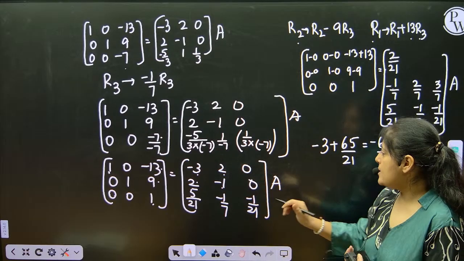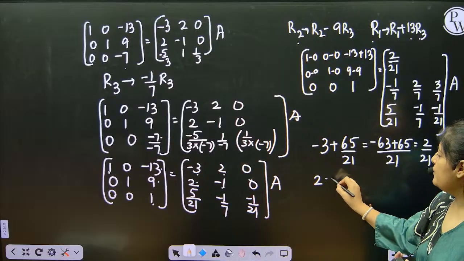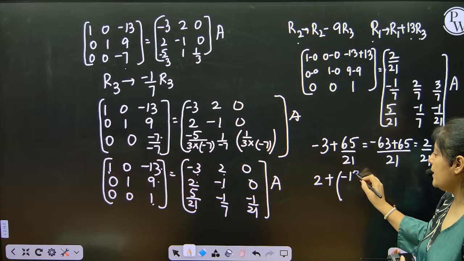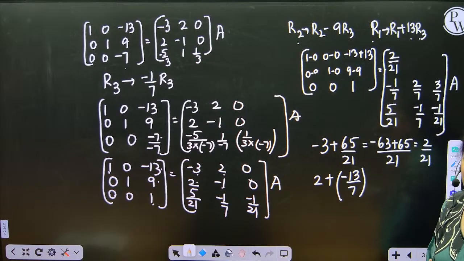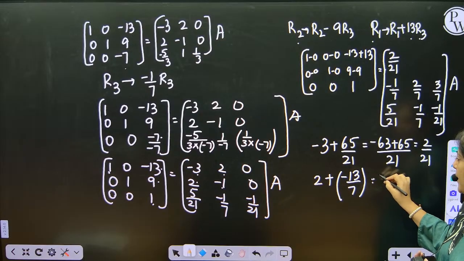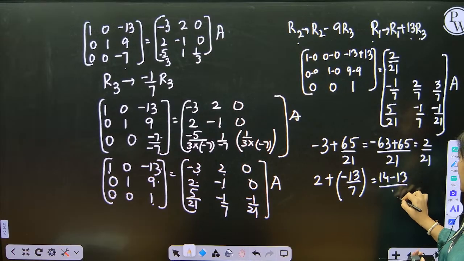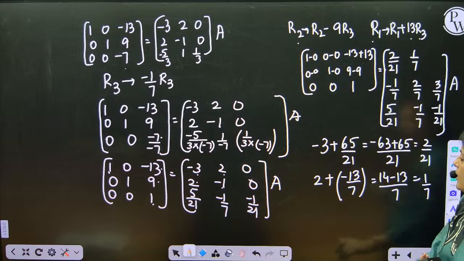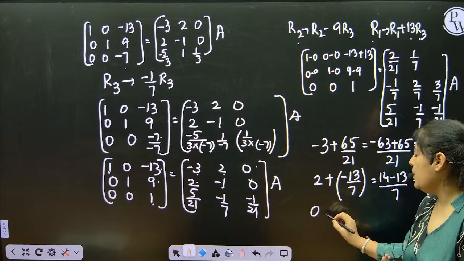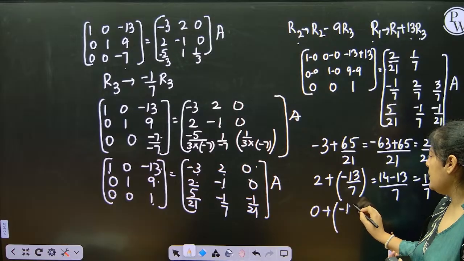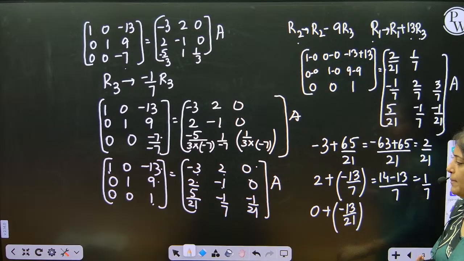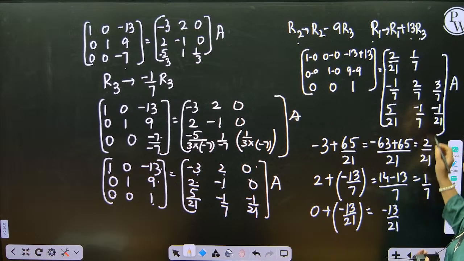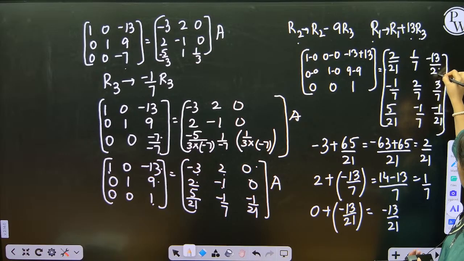In the same way, this element I have to change now, with which operation? Plus 13 times of this element. 13 times will become what? 13 ones are 13 by 7. 7 twos are 14. 14 minus 13 by 7 will become 1 by 7. Now this number I have to change. 0 plus 13 times of this element. So what will it become? Minus 13 by 21. Minus 13 by 21.